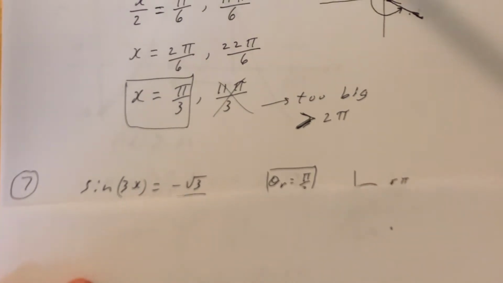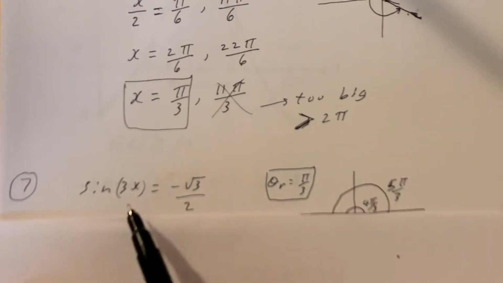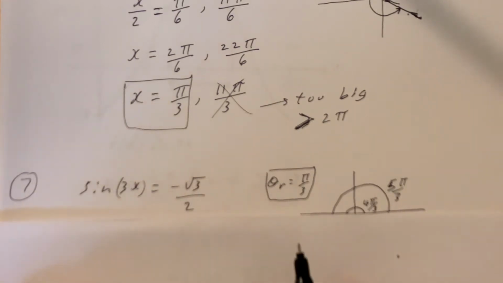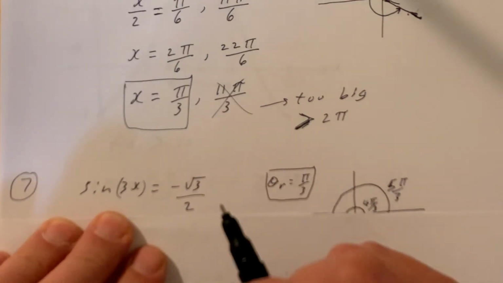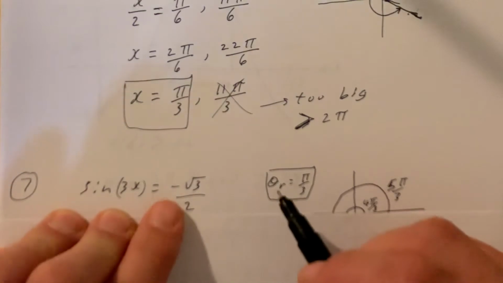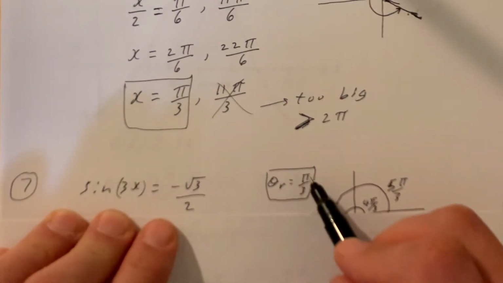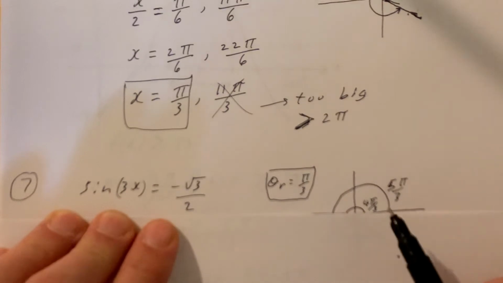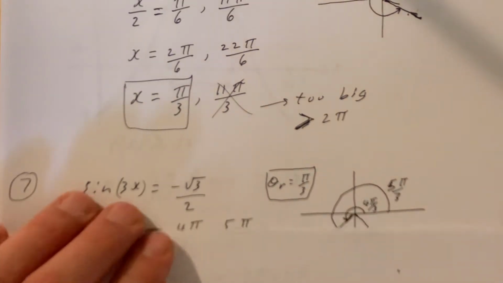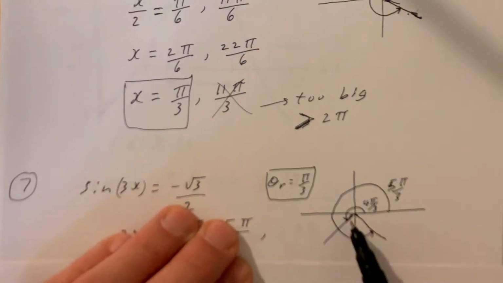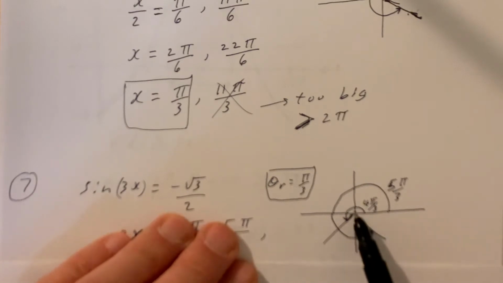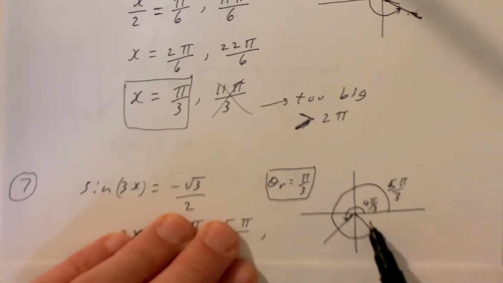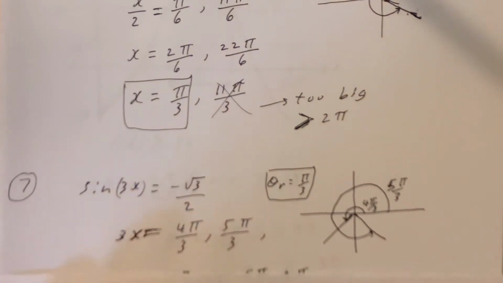So this example, we've got sine 3x equals negative root 3 over 2. Same idea. You're now going to have 3 cycles between 0 and 2 pi, so you should possibly get 6 answers. It's negative, so we're going to find the related acute angle, which is pi over 3. But sine is negative in quadrants 3 and 4, wherever y is negative. So you're going to add pi over 3 to pi and subtract it from 2 pi, and we get our answers of 4 pi over 3 and 5 pi over 3.